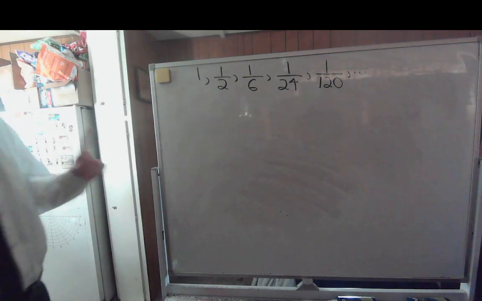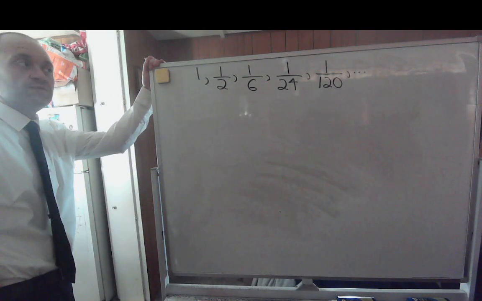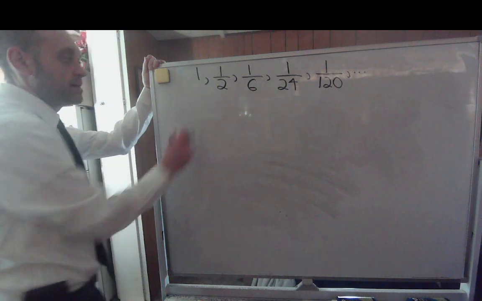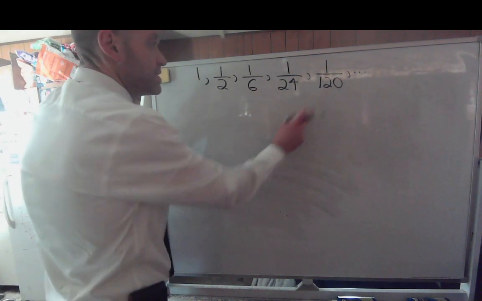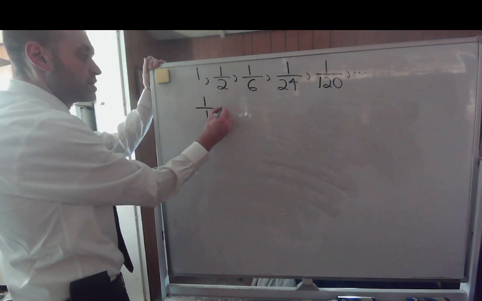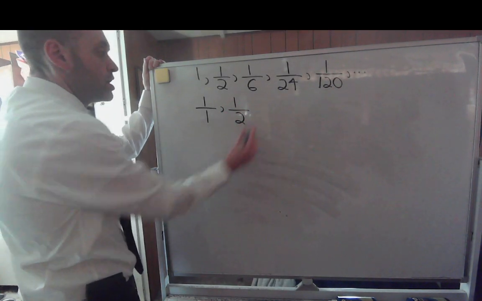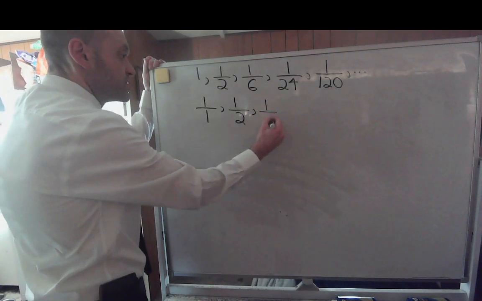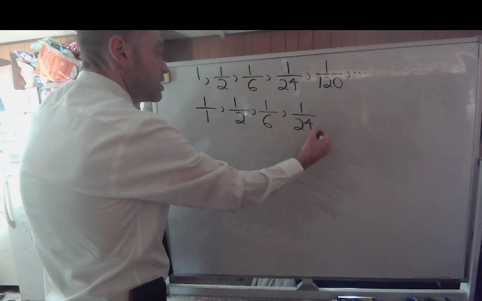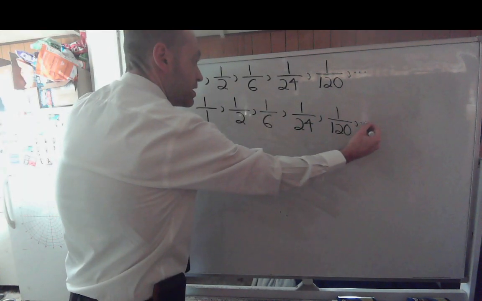But what do we know here? Your numerator is 1. I want you for a moment to forget your numerator. Just forget your numerator, okay? Look only at the denominator. Isn't the 1 the same as 1 over 1, right? Well, we have 1 over 2. Then we have 1 over 6. Then we have 1 over 24. Then we have 1 over 120. And then it just keeps going, right?